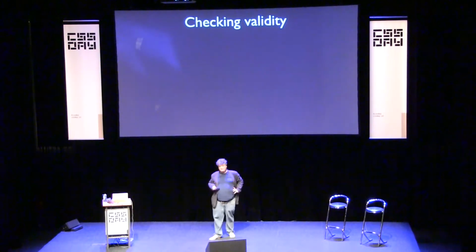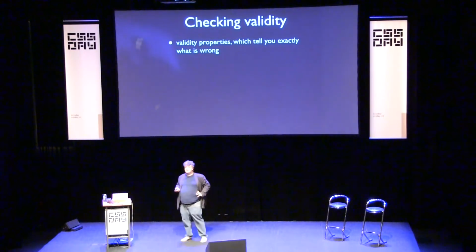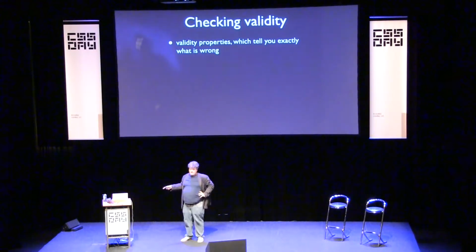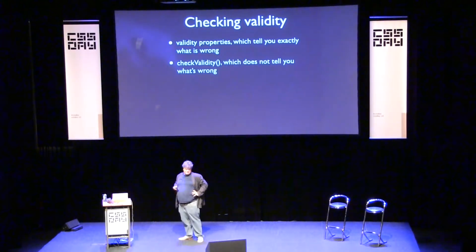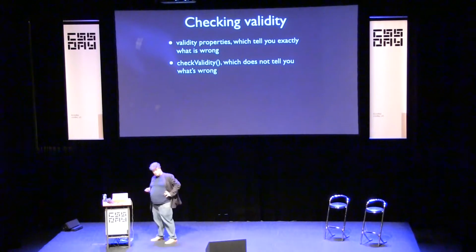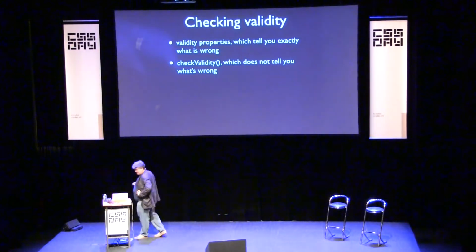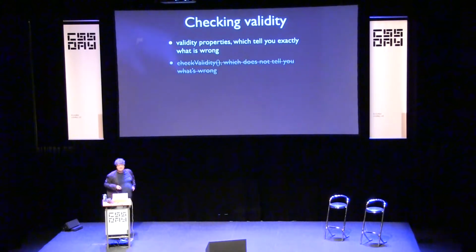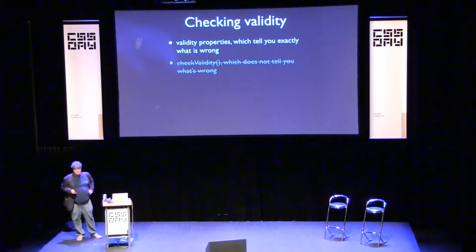There are two ways in the API to check the validity of a field. The first is that each field has a validity property, which in turn has a bunch of other properties that tell you what's wrong with the field. And secondly, we have a checkValidity method, which does not tell you what's wrong. It just says true or false, this field is valid or invalid. As far as I'm concerned, the checkValidity method is rather useless, because we have a much better way of checking our validity.